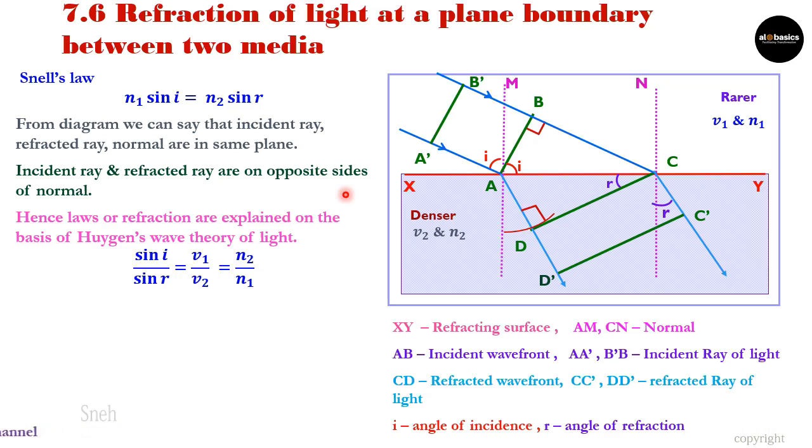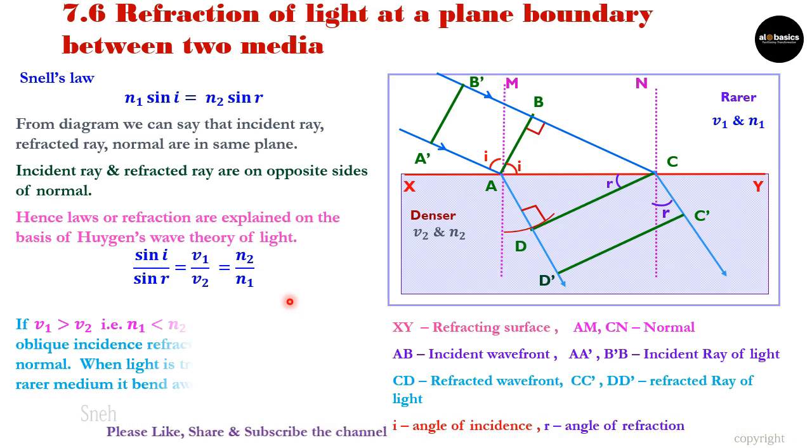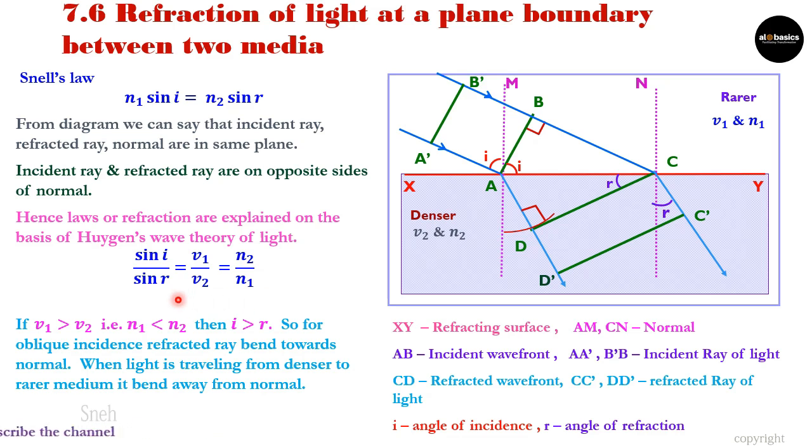As we have, sin i upon sin r is equal to v1 upon v2 is equal to n2 upon n1. This I'm giving because it is used in numericals. You will require it for numericals. So write it down. On the basis of this, a few things we have to discuss: if v1 is greater than v2, it means the first medium is rarer and the second medium is denser.